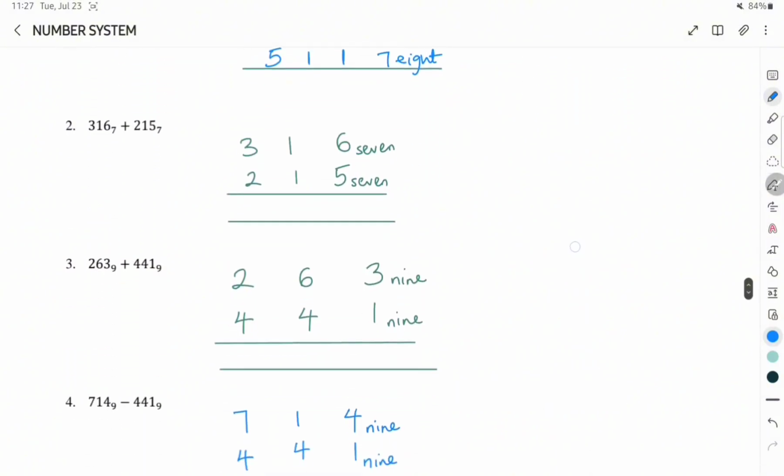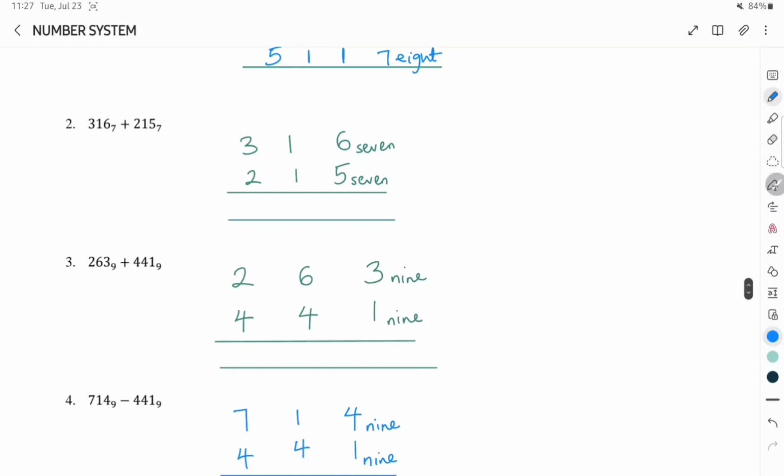For the second question, we are working in base 7. 6 plus 5 is 11. Of course, I cannot write 11. So I say 11 divided by the number base I'm working in, which is base 7. And that will give me 1 remainder 4. Remember that we are writing the remainder, which is 4.